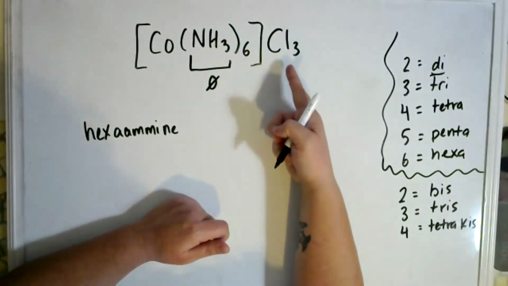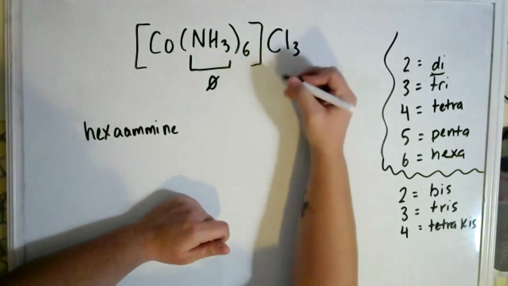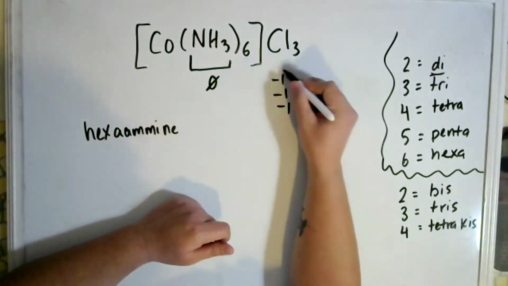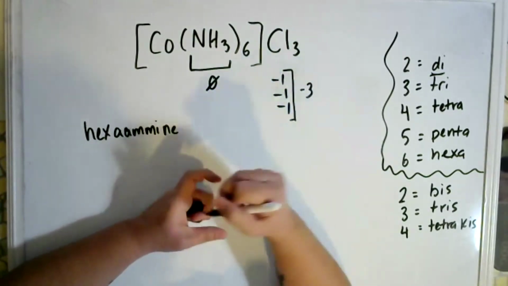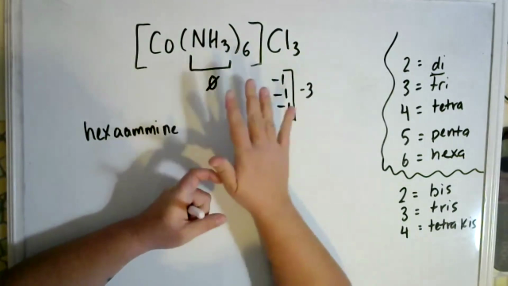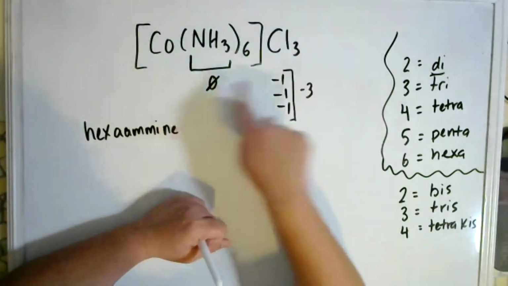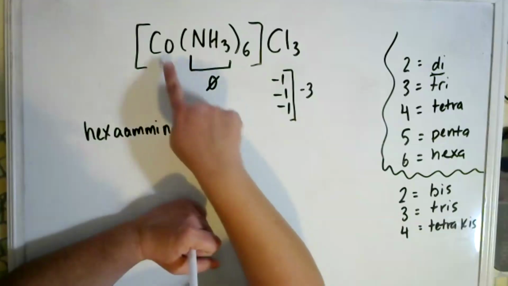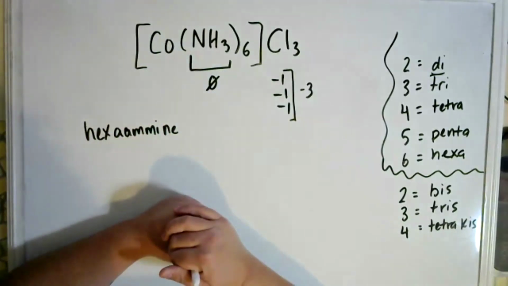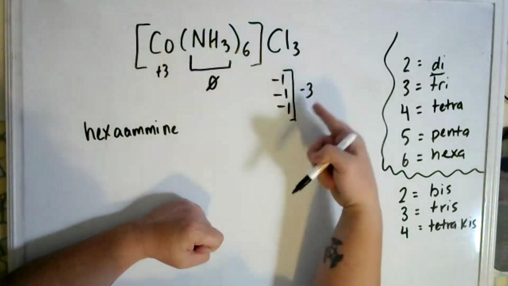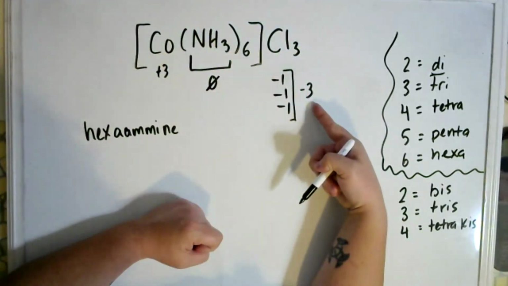The oxidation number of each chloride ion is going to be -1, right? So the total here is going to be -3. And if I'm looking at a compound which is overall neutral, that means that the oxidation number on my cobalt is going to have to be a +3 to balance out the -3 here. Okay.